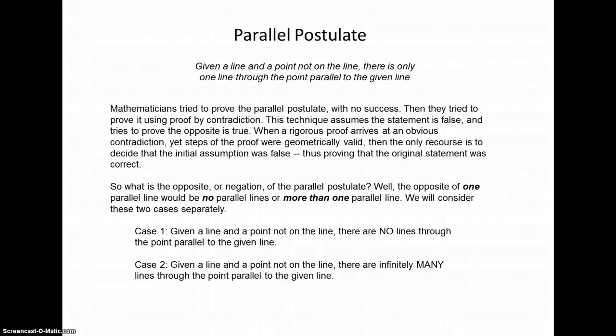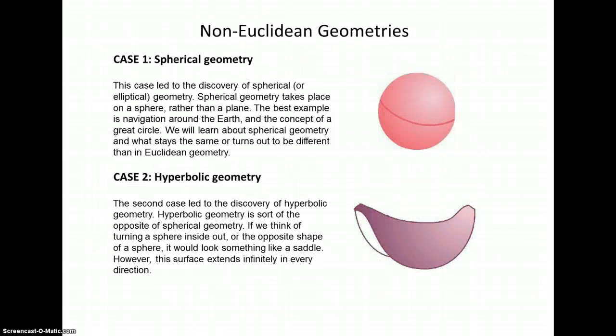So what is the opposite or the negation of the parallel postulate? Well, the opposite of one parallel line would be either no parallel lines or more than one parallel line. We'll consider these 2 cases separately. Case 1, given a line and a point not on the line, there are no lines through the point that are parallel to the given line. And case 2, given a line and a point not on the line, there are infinitely many lines through the point parallel to the given line. With the original case and these 2, we've covered all possibilities.